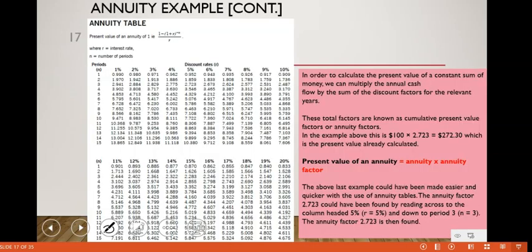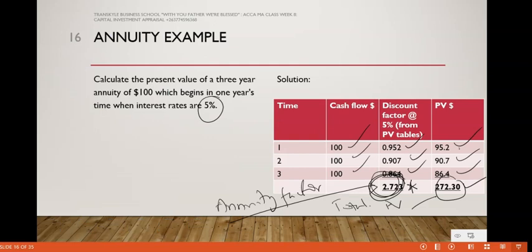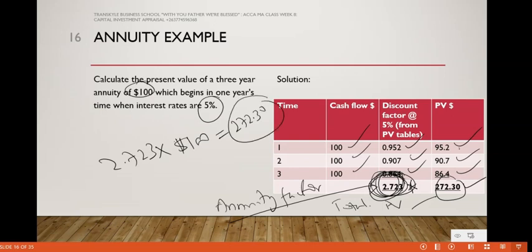So 5%, this is the 5% column. 3 years, this is the 3 years. Where they meet, we must get that figure, 2.723, and this is the figure we are talking about. So if we multiply this 2.723 by the annuity, the amount being received each year of $100, we are going to get 272.30, which is equivalent to the figure which we calculated there.